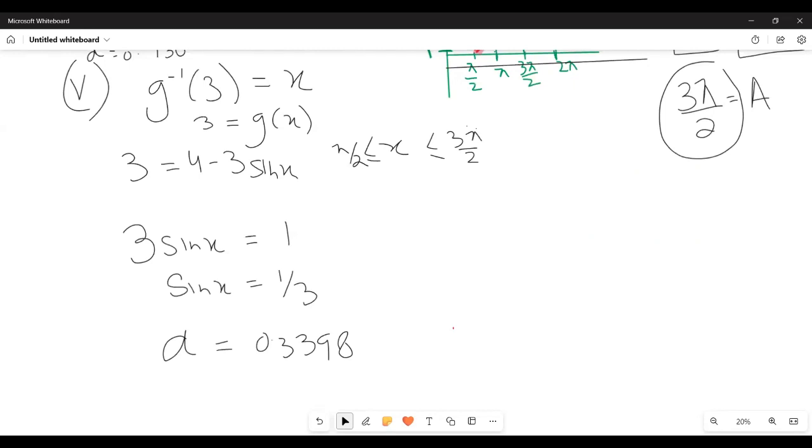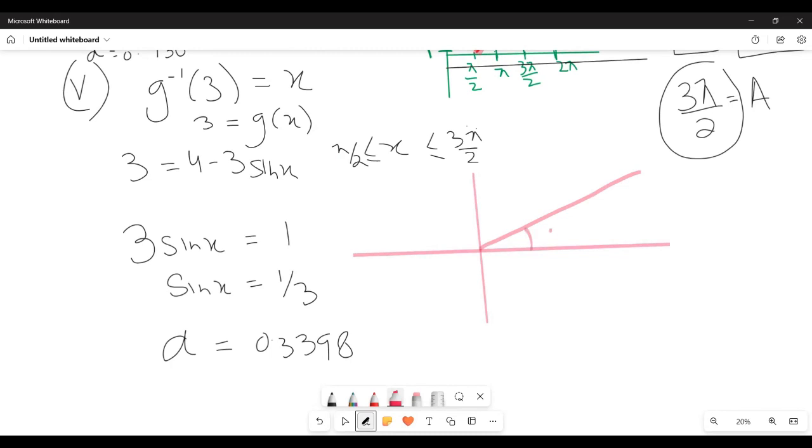ठीक है, तो अल्फा ये आ गया. Now plot this alpha. Sine is positive. It's going to be positive in the first quadrant. 0.339. I'm going to round it off to 3 significant figures, so it's going to be 0.340. Or in the second quadrant.